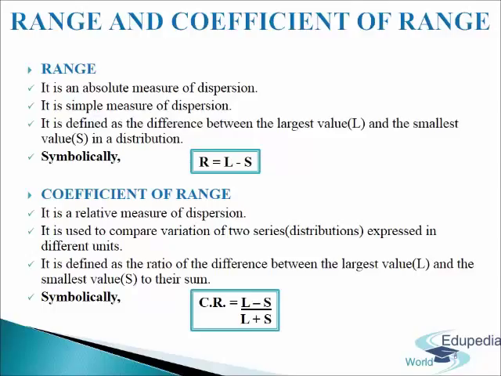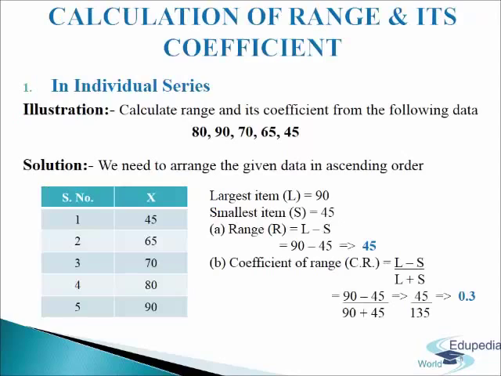The difference between range and coefficient of range: range is an absolute measure of dispersion. So if we want to compare the variability of two or more distributions with the same unit of measurement, we may use range. Whereas coefficient of range is free from the units of measurement. If we want to compare distributions given in different units, we make use of coefficient of range. Now we come to calculation of range and its coefficient.